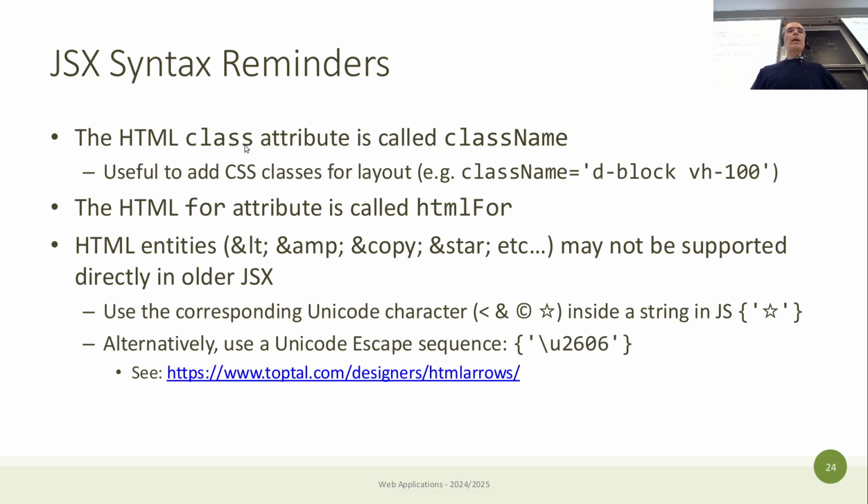Class and for, I told you we need to use className just for this very specific but also important attribute, because class is a reserved keyword in JavaScript, so when JSX is translated to JavaScript, it will not work if we don't change the name. HTML entities may not be supported in all the JSX. Well, just try, okay? And otherwise you search the internet or use the Unicode escape sequence or whatever. But I don't expect you to use that much of this stuff, okay?